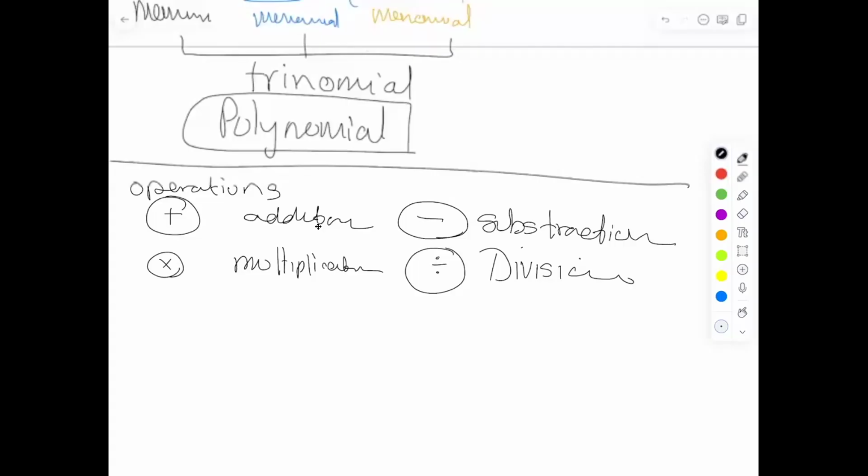Not only do you have to follow this order, right? This is the order. You also have to do things left to right, unless the parentheses is to the right. We'll do some examples. All right, so now that you have that, let's do some problems.